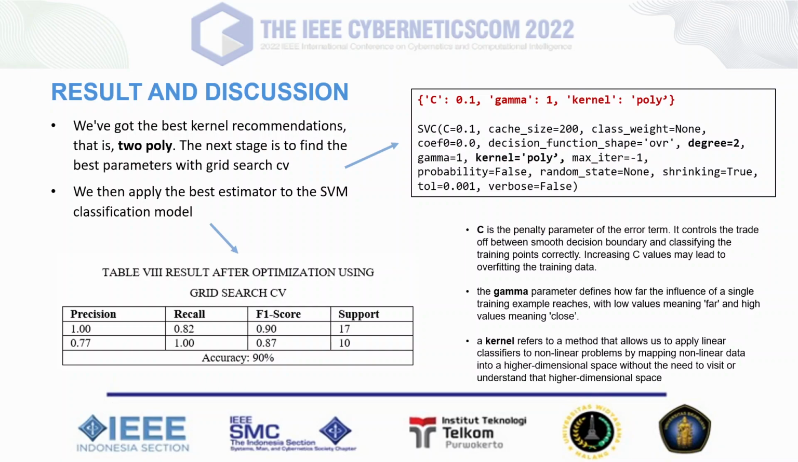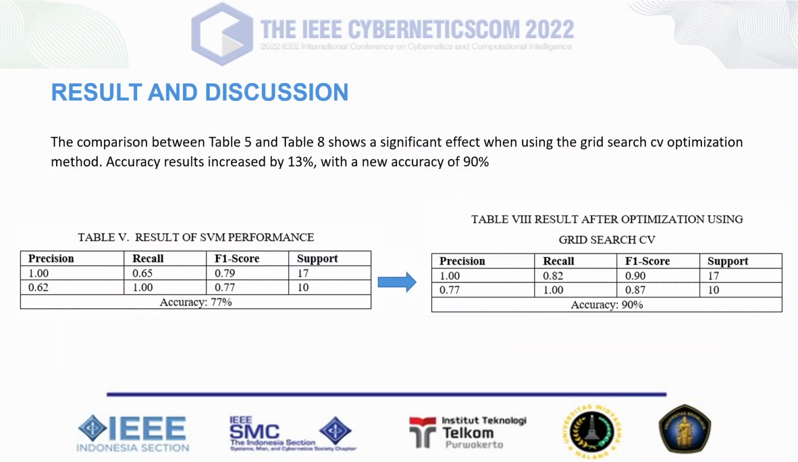For the result in table 8, after optimization using grid search CV, we have an accuracy of 90%. C is a penalty parameter of the error term. The gamma parameter defines how far the influence of a single training sample reaches, with low values meaning far and high values meaning close. A kernel refers to a method that allows us to apply a linear classifier to nonlinear problems by mapping nonlinear data into a higher dimensional space without the need to visit or understand that higher dimensional space.